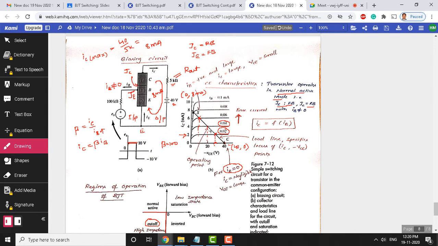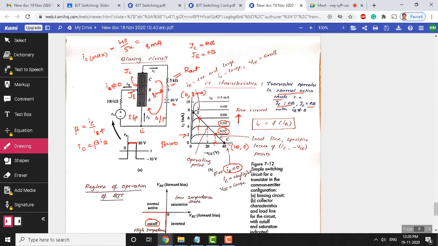So what is the conclusion here? The conclusion is, as base current keeps increasing, the collector current also increases, but the collector-emitter voltage decreases, and the decreased drop between the collector and the emitter now gets shifted onto this external resistance here. So the drop across this and the drop across collector and emitter should be equal to 40 volts.